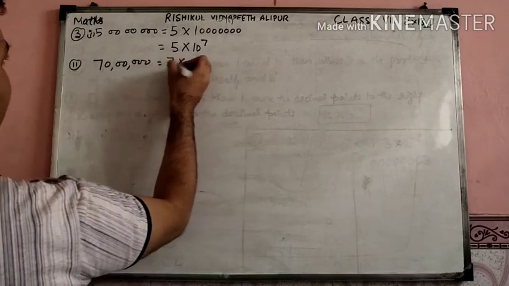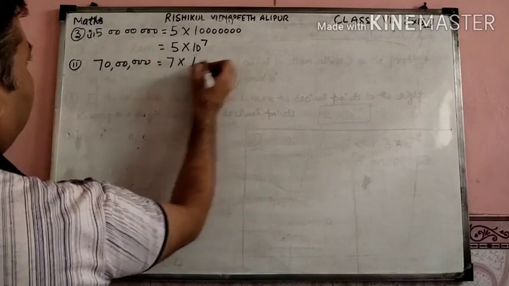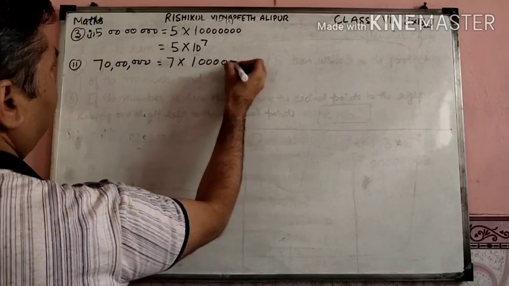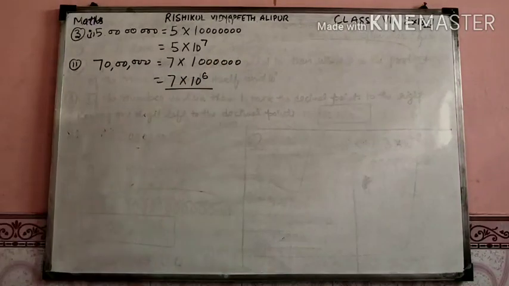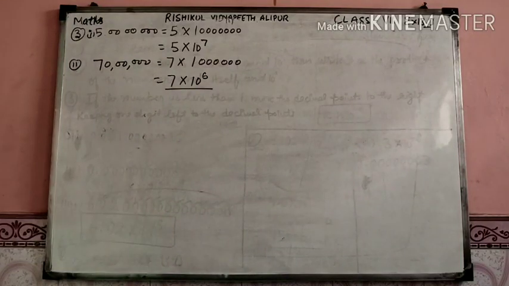The second one is 7. It can be written as 7 into 1 and 6 zeros. It can be written as 7 into 10 raised to power 6.